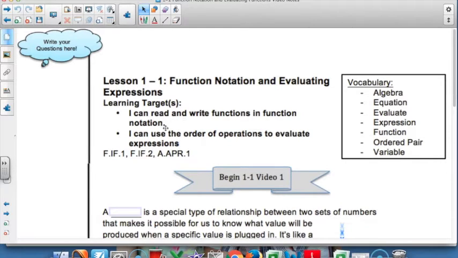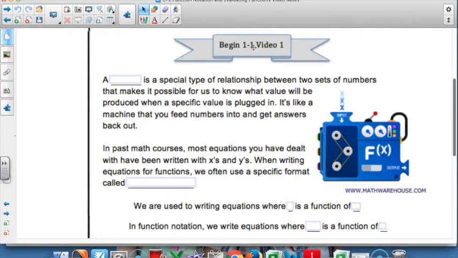We've got learning targets that tell you kind of what you can expect to learn in this, and then your notes. This little banner tells you that it's time to start the first video of lesson 1-1. So that's what you're doing right now. As you go through, this says a blank, and underneath here we have a function. So that means you should pause right now and write the word function in your notes.